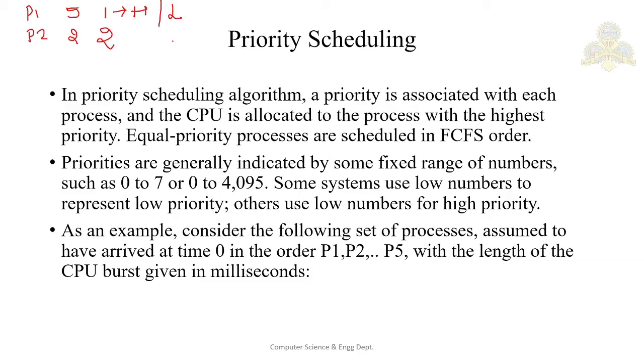So how do you solve a problem? Wherever you have the process with the highest priority, you take that first and execute it. Once that execution is done, you check the ready queue again, check the priority of the processes in it, and whichever process has the highest priority, you take that one and execute it.